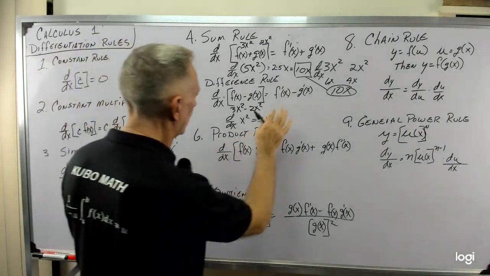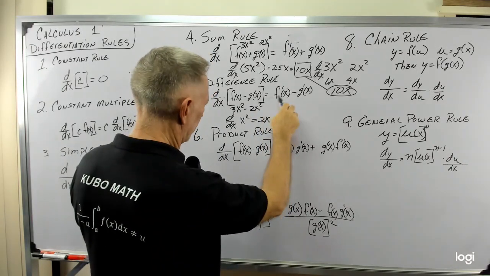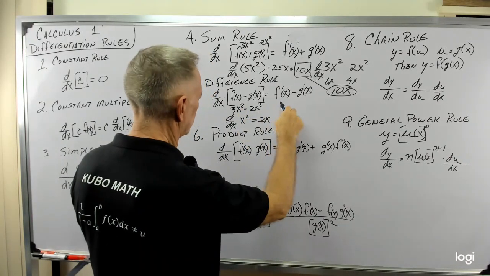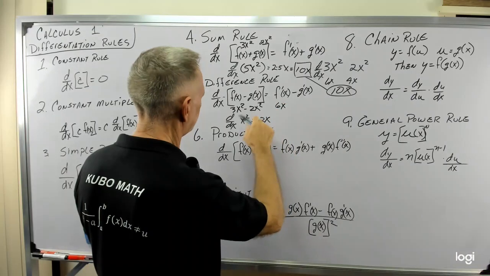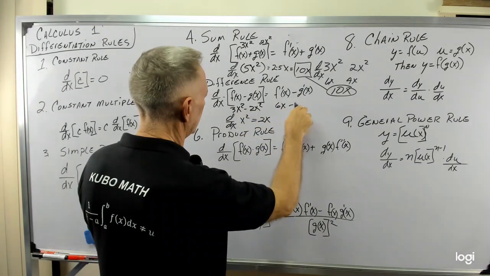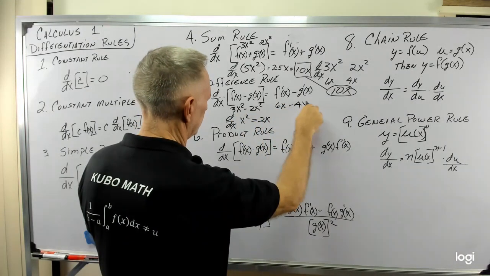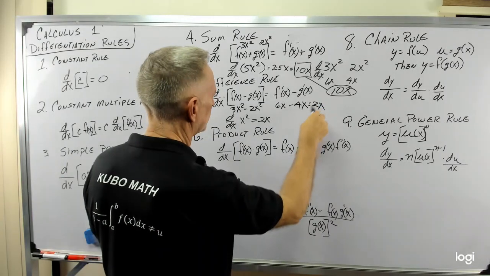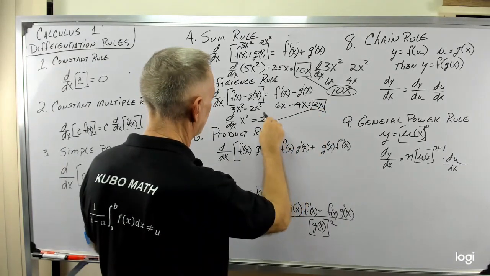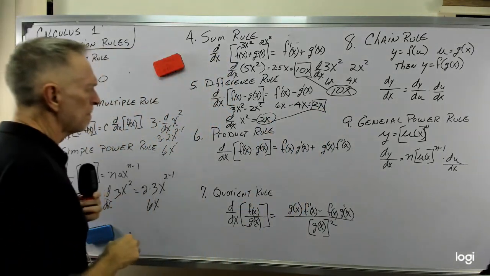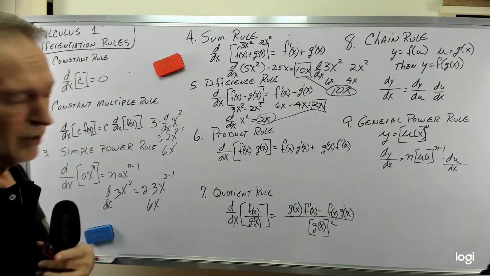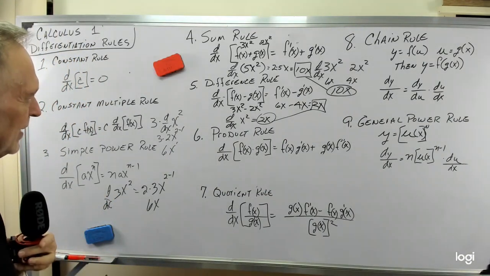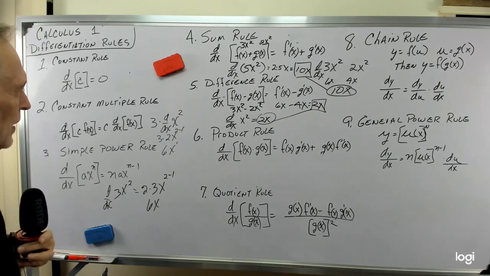So I have 2x. Now take the derivative of 3x to the second power, which is 6x, minus 4x equals 2x. So that's the same values I have here. Sorry for it being a little sloppy. I didn't have a lot of board room.